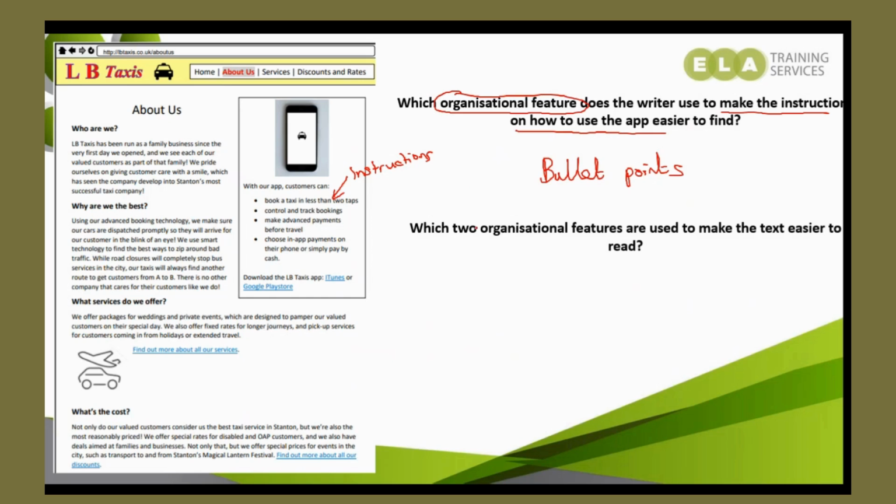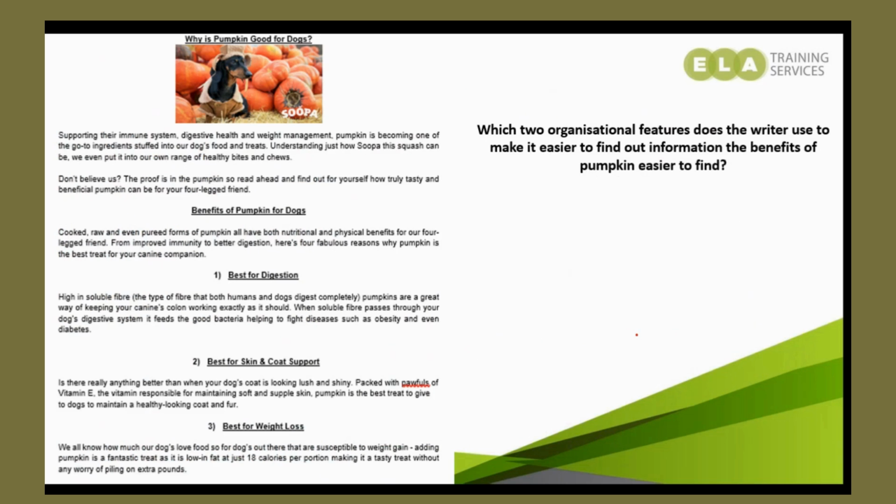And then here, which two organisational features are used to make the text easier to read? So this is more broad. The examiner is asking for which organisational features help make the text easier to read. So as we know, paragraphs, subheadings, bullet points can all be used and are all examples of making the text easier to find information. So we can include any of those. Subheadings, bullet points, paragraphs, any of those. Perfect. Okay, next. Our second question.